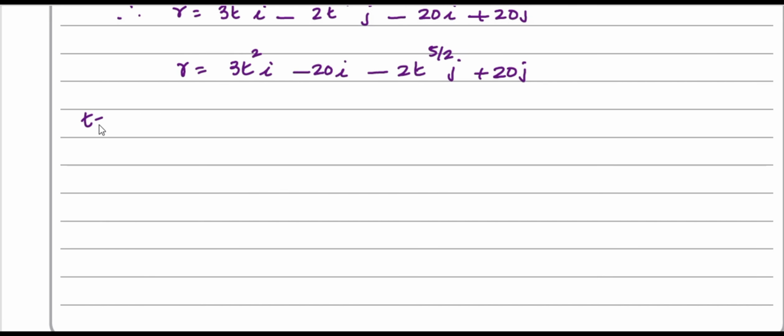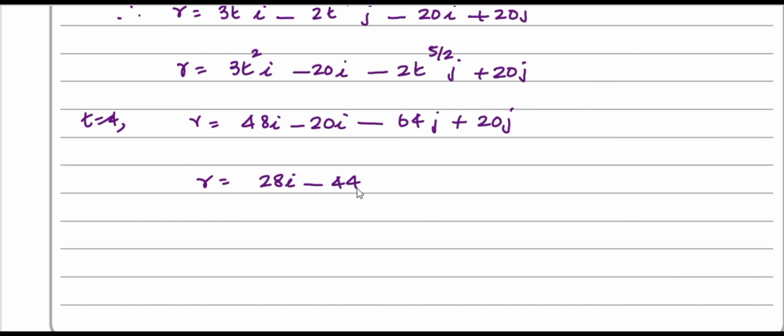Putting t equal to 4, we get r is equal to 16 times 3, 48i minus 20i, minus 4 to the power of 5 over 2, which is 4 square rooted is 2, 2 to the power of 5 is 32, 32 times 2 is 64j plus another 20j, and then netting this off, we have got 28i minus 44j meters as the position vector. So that's it.